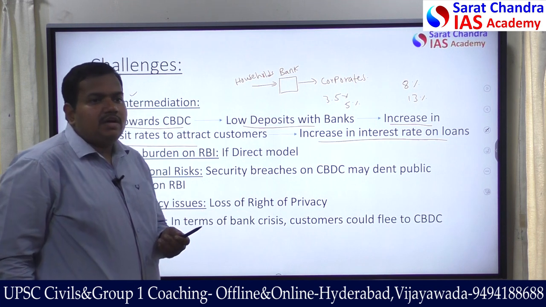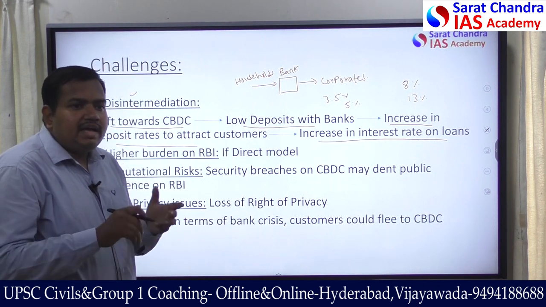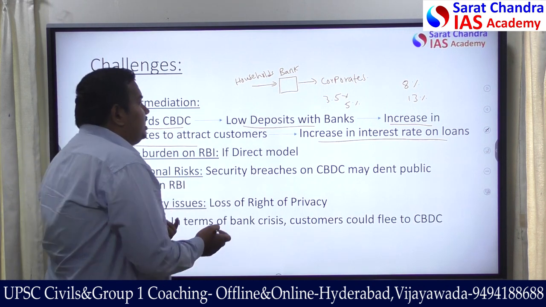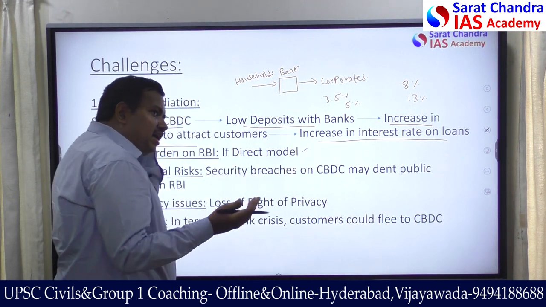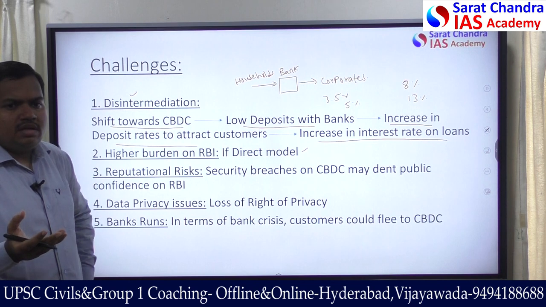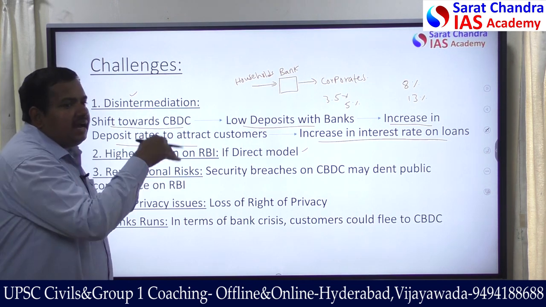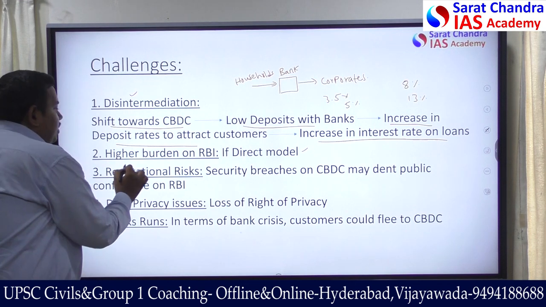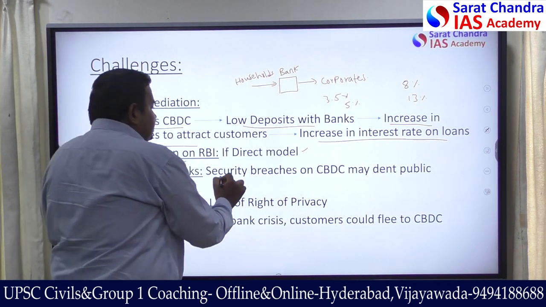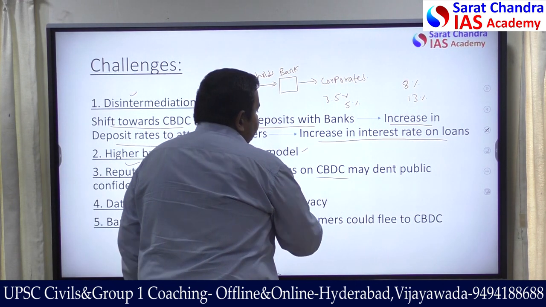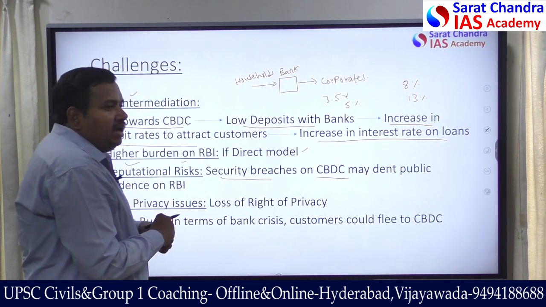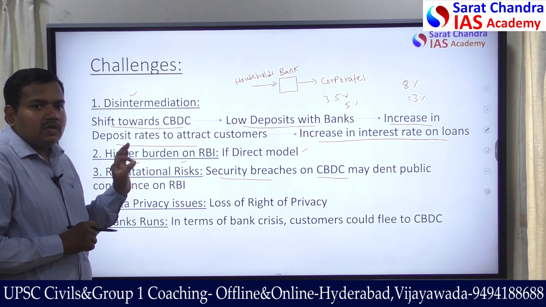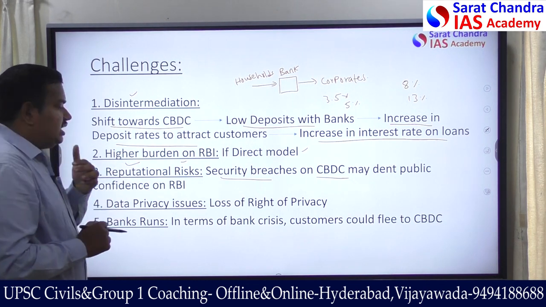Similarly, higher burden on RBI if direct model is adopted. If direct model is adopted, what will happen? RBI has to look after all the operations also. So there will be more burden on the RBI. Even today, RBI has too many functions, and this is going to be one more added function. It is going to be another burden. And reputational risks. If at all there is any security breach with respect to central bank digital currency, public confidence on the RBI is going to reduce. So that is one of the biggest issues.